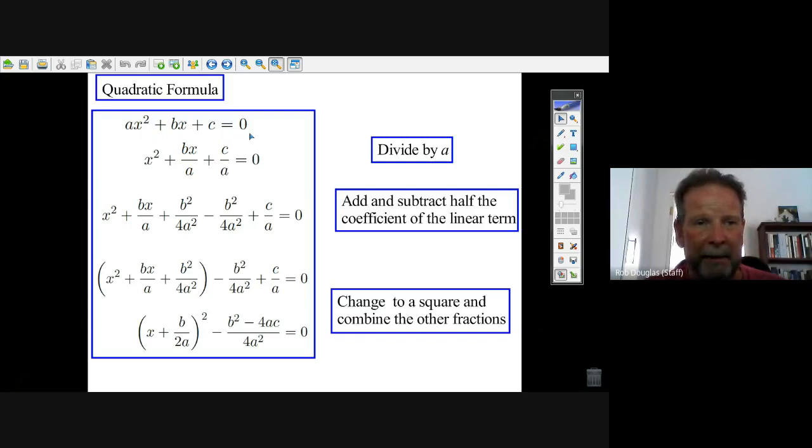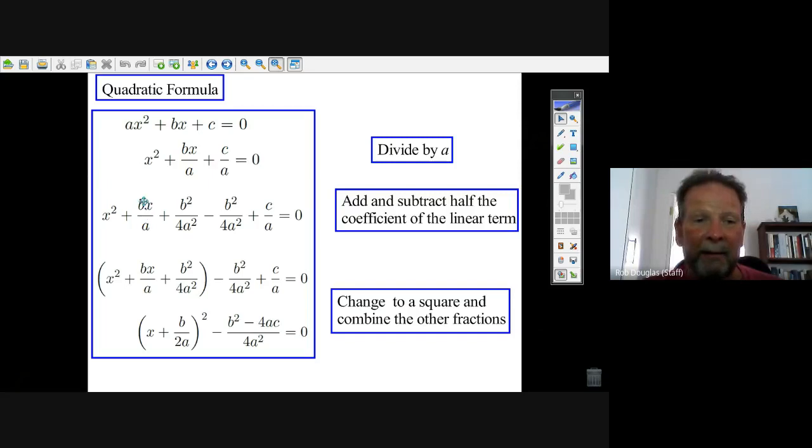If we divide everything by a, a divided by a is 1. Then we get b over a, dividing by a, and c over a. So we get to that step. Now, deriving the quadratic formula, to get it, we need to complete the square.